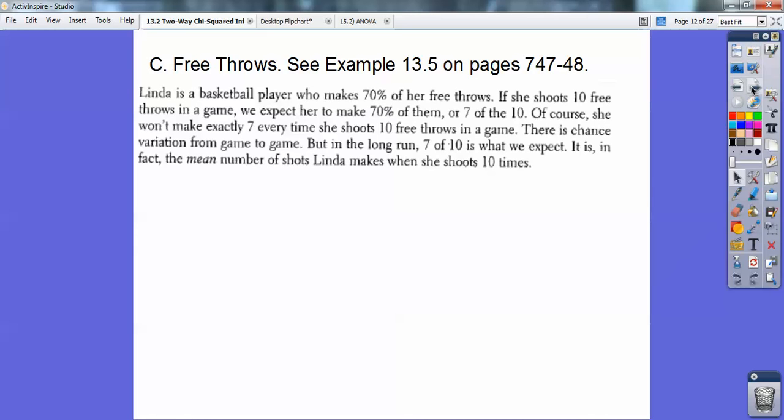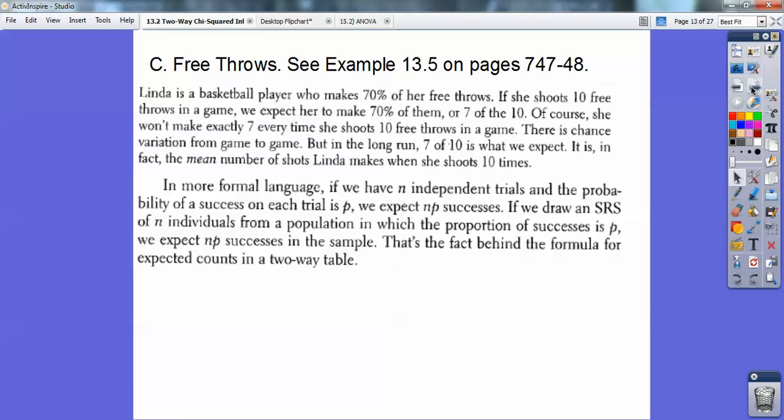Linda is a basketball player who makes 70% of her free throws. If she shoots 10 free throws in a game, we expect her to make 70% of them, or 7 of them. Of course she won't make exactly 7 every time she shoots 10 free throws in a game. There's chance variation from game to game, but in the long run, 7 of 10 is what we expect. In fact, that is the mean number of shots Linda makes when she shoots 10 times.